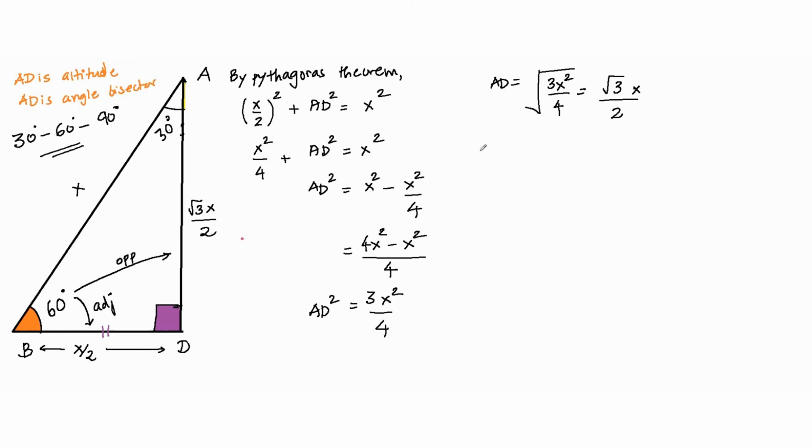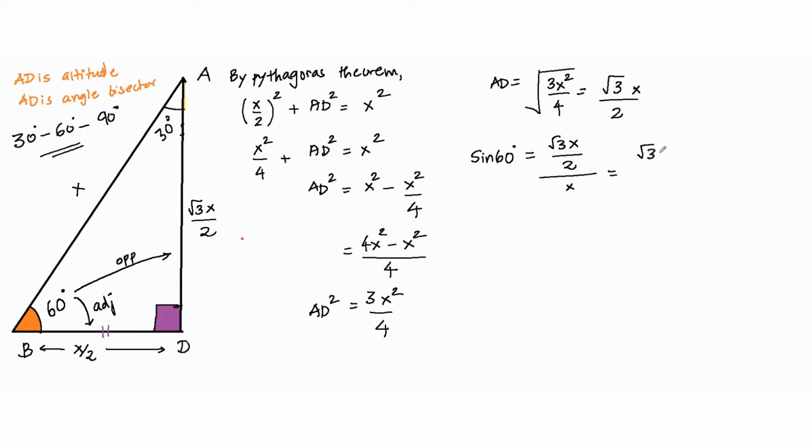So let us now find sin 60. Sin is given by opposite by hypotenuse. With respect to 60, the opposite is root 3x by 2. So this is root 3x by 2 divided by the hypotenuse. Hypotenuse is x.